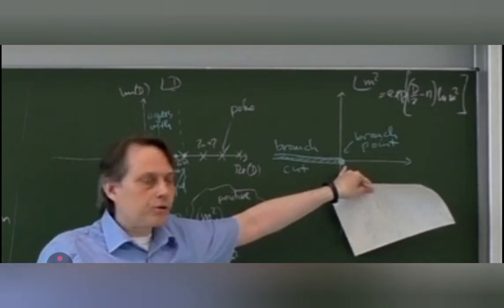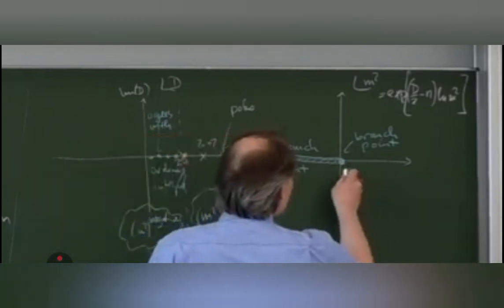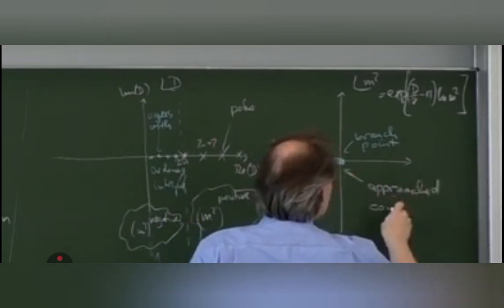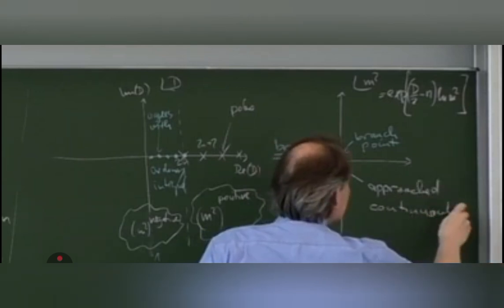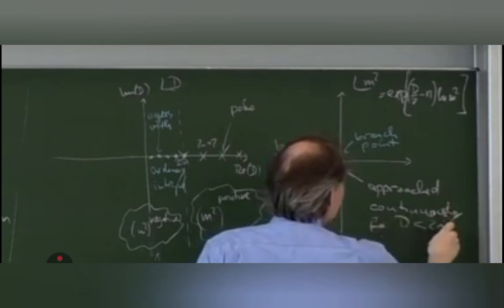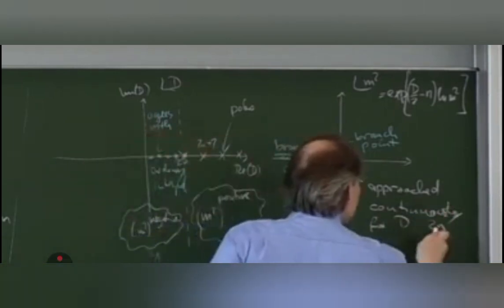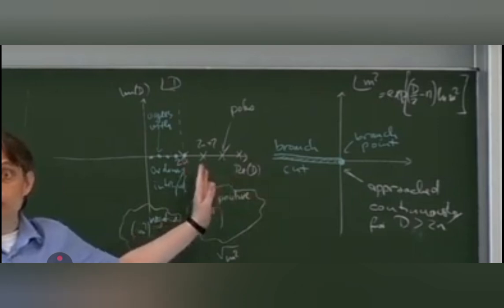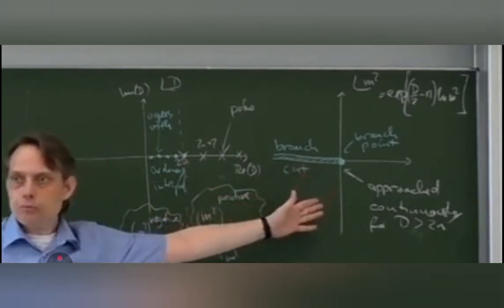So in general there is no Taylor expansion, but as I said, it is approached continuously if d is smaller than 2n. Okay. So it's approached continuously in the region where the integral is divergent. If the integral is divergent, then we have here a continuous behavior. If it's convergent, then we have discontinuous behavior. That is obvious, because if the integral is convergent, then we will get a result like 1 over m squared.